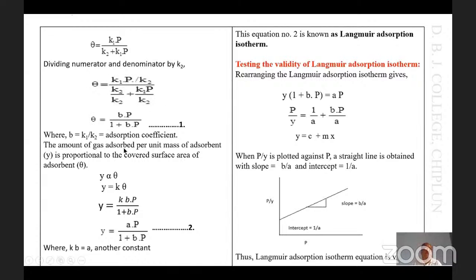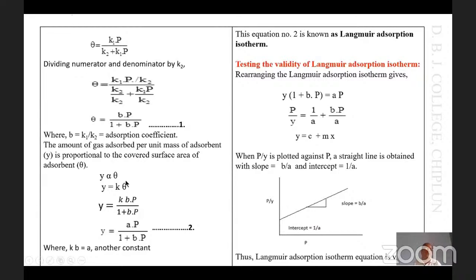The amount of gas adsorbed per unit mass of an adsorbent, that is Y, is proportional to the covered surface area of adsorbent, that is theta. So therefore Y is proportional to theta. We can remove this proportionality sign by a constant known as the proportionality constant.